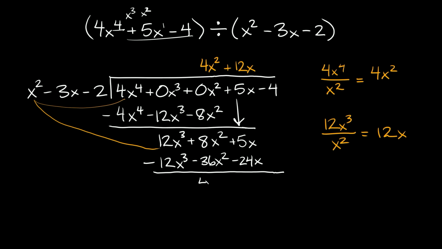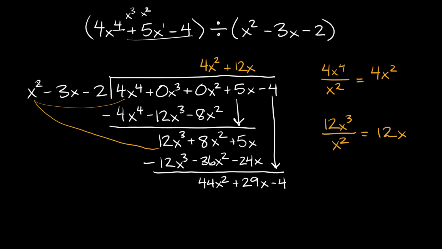So we're going to have positive 44x squared. Okay, and then 5 minus negative 24, that's the same thing as 5 plus 24, which is 29, right? So here we're going to have plus 29x. All right, then we have our last term right here that we're going to bring down, this minus 4. And now this is our remainder, right?